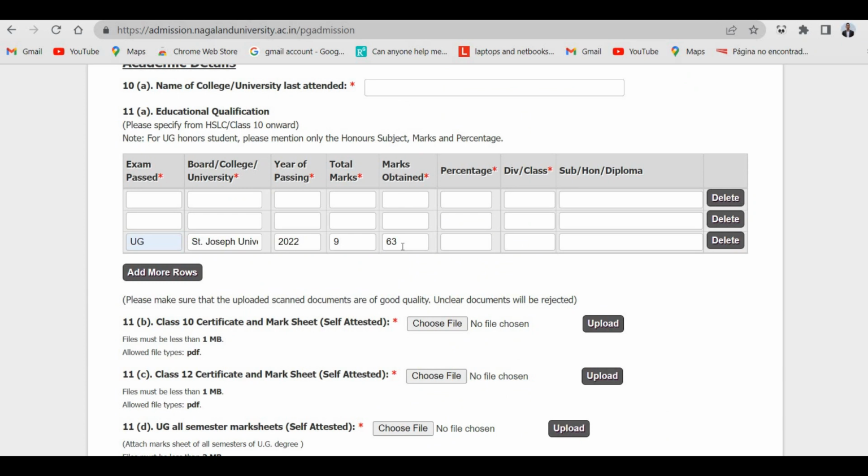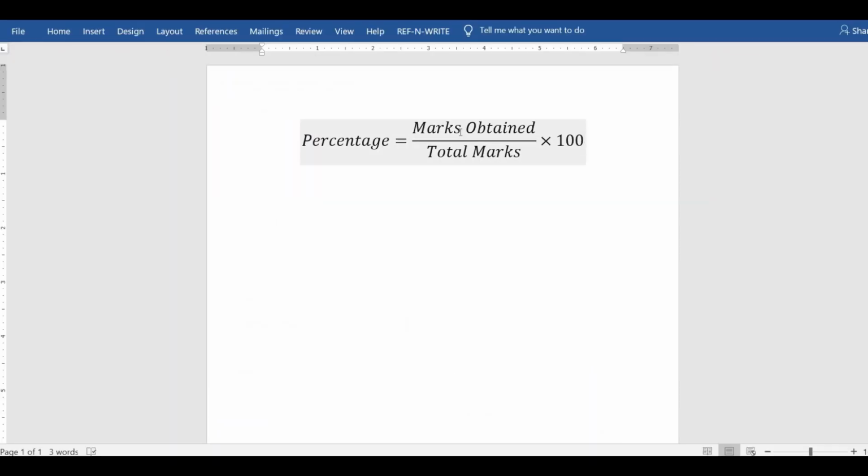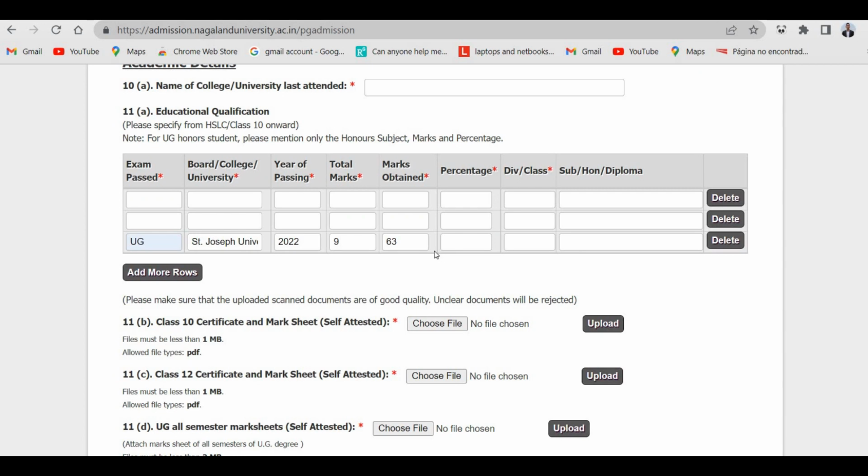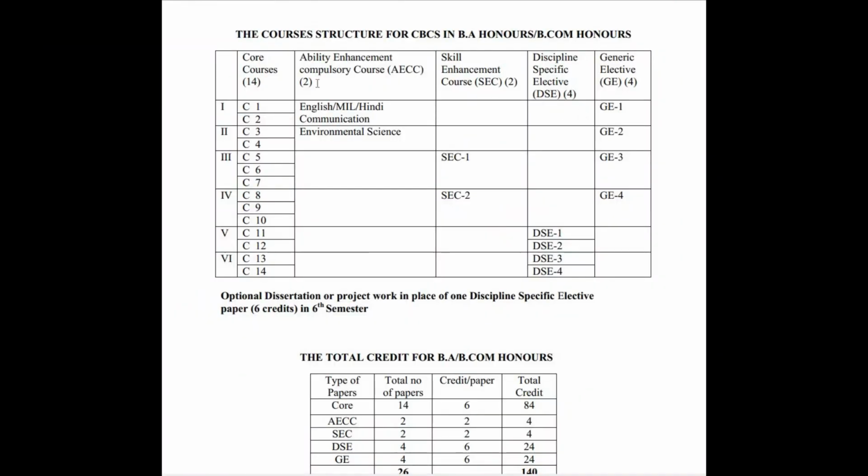So this is just an example for the first semester. Likewise, you need to add all the semesters together, and then you need to enter the total credits and the total credit points, and then you need to use the same formula. Marks of them will be your credit points, and this will be your credits multiplied by 100. So you will get your percentage. This will be for St. Joseph University Dimapur.